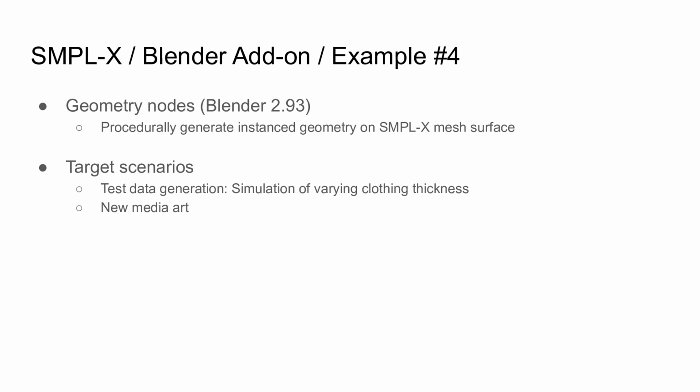In our final example, we'll be looking at the brand new geometry nodes, which have just been introduced in the latest Blender versions. They will allow us to procedurally generate instance geometry on SMPLX mesh surfaces. Sample target scenarios include the generation of test data, where you could simulate varying clothing thickness, as well as new media art if you want to explore your inner artist.